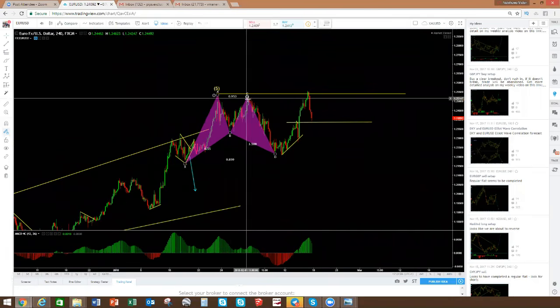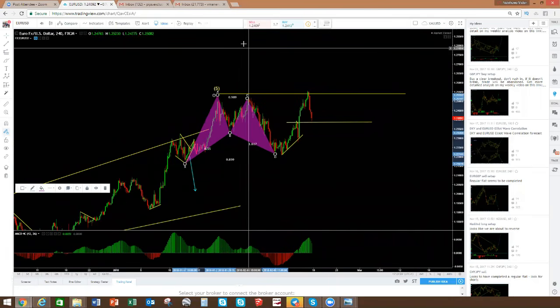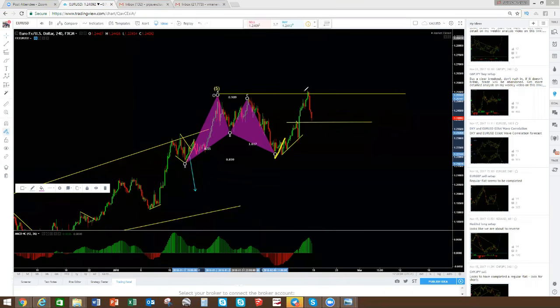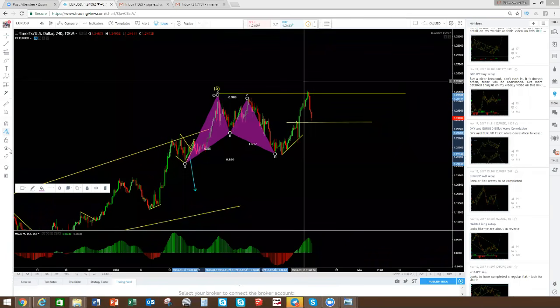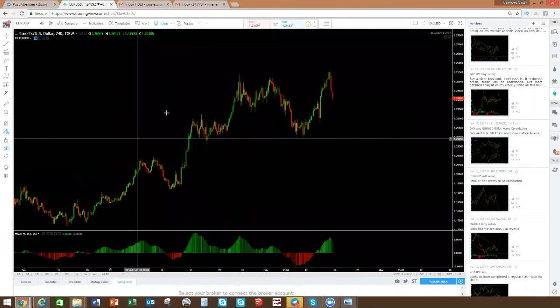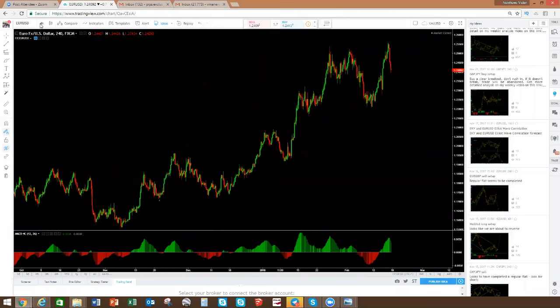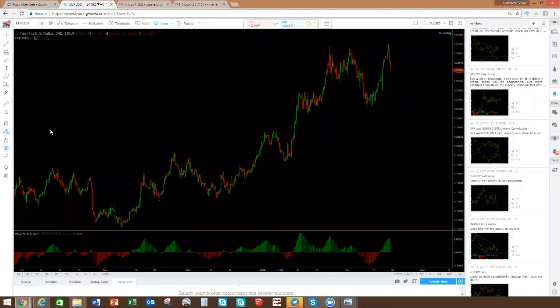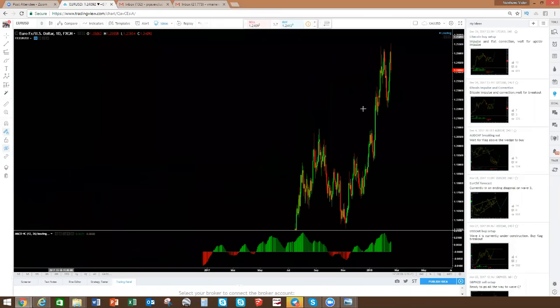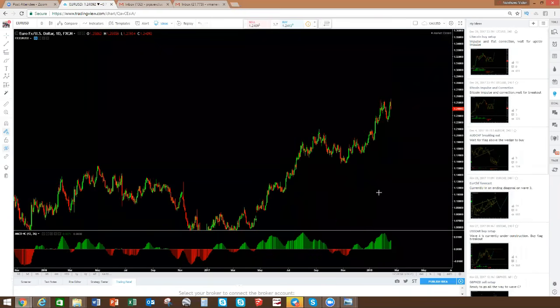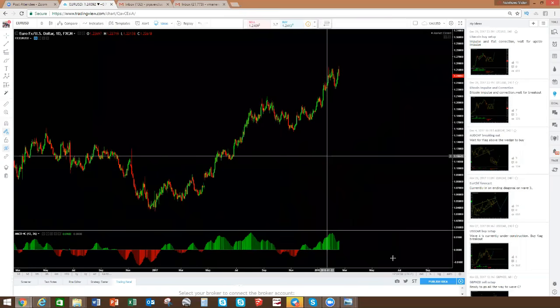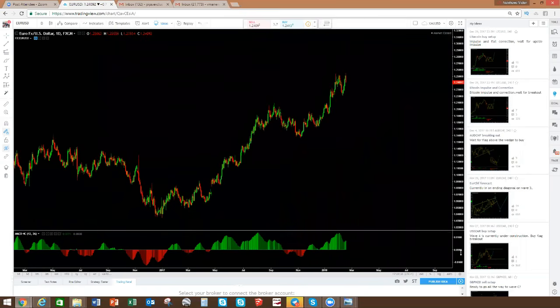So if you look at this advanced pattern, it was posted by one of our traders before this move played out. So can you see there's a nice Gartley pattern? Right at the 88, we got this move. But that's not what I want to show you tonight. Right, so let me go to the daily first.